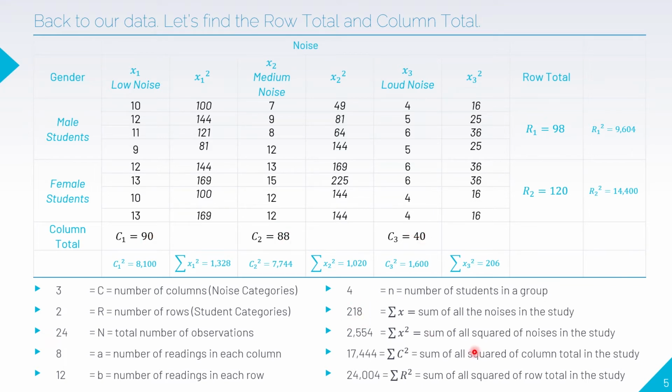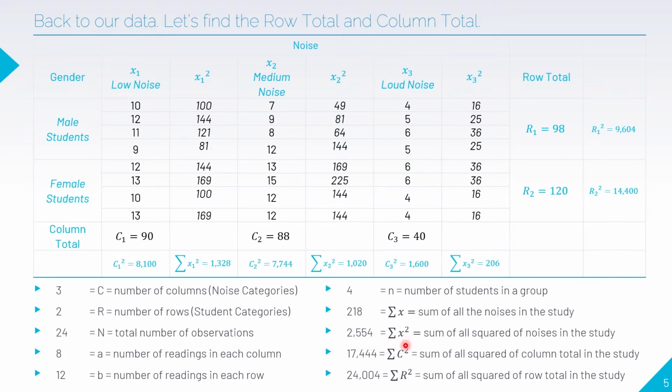Next, let's find our summation of X squared. We have the sum of all squared of noise in the study. So here it is, this one. So we add this one, 1228 plus 1020 plus 206, and we have 2554 as our summation of X squared.